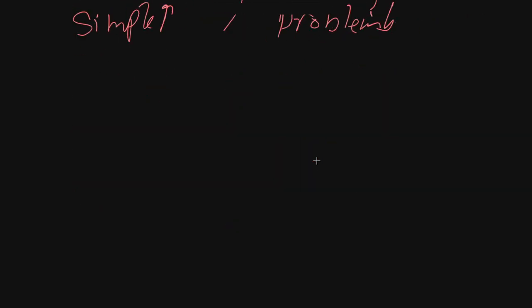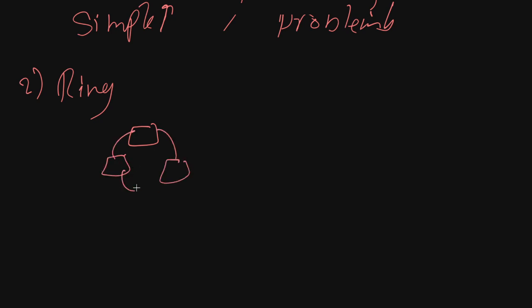Then there is the star or the ring. The ring topology is not really used in current situations, but there are two types of rings: unidirectional and bidirectional. In the unidirectional, this device is connected to this device, sending here, sending there. So if a cable here fails, the whole connection fails. So this is the unidirectional.